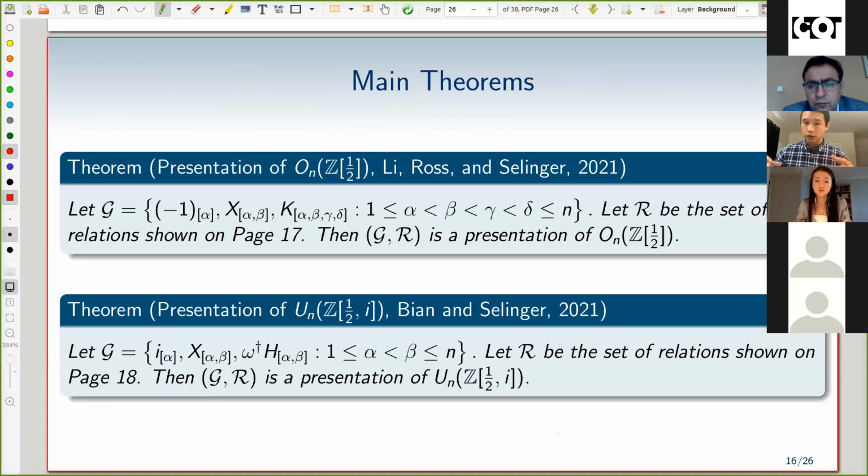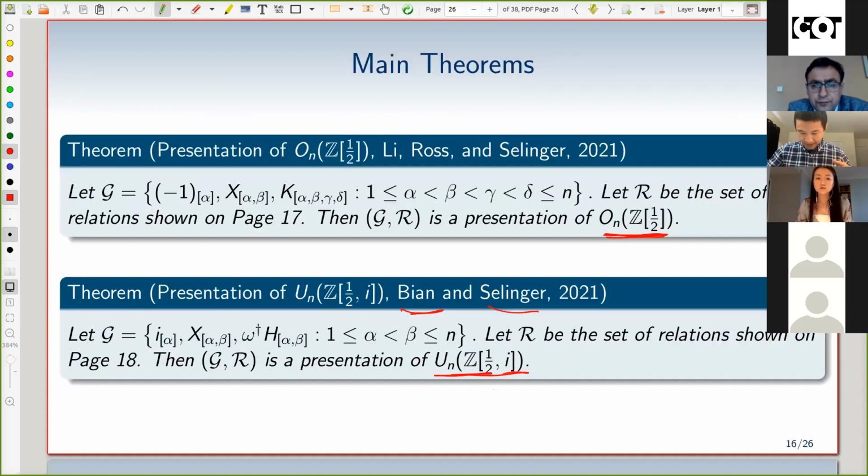So this is a merged talk from two papers. Each gives a presentation for a particular group. For example, Lee, Ross, and Sandra, in this paper, give the presentation for this orthogonal group, the group Sarah just introduced from this dyadic ring. And in this paper, Bian and Sandra, we give a presentation for the unitary group over the dyadic ring plus the I. So we have a sound and complete relation here.